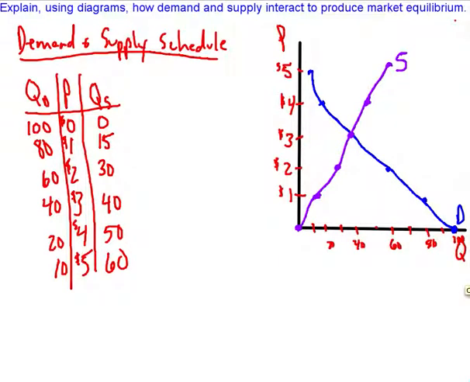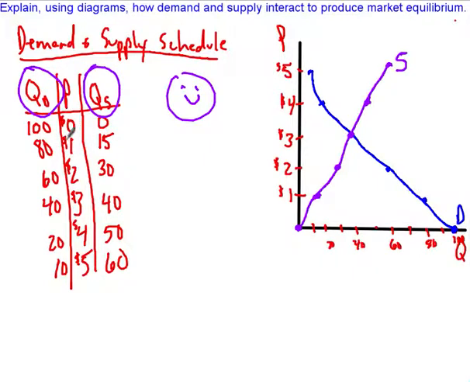And so what we want to do is find where the consumers and the suppliers are both happy. There's one spot where they're both happy. If the price were zero, the consumers would demand 100, but at a price of zero, the producers don't want to produce any. They're not going to make any money.